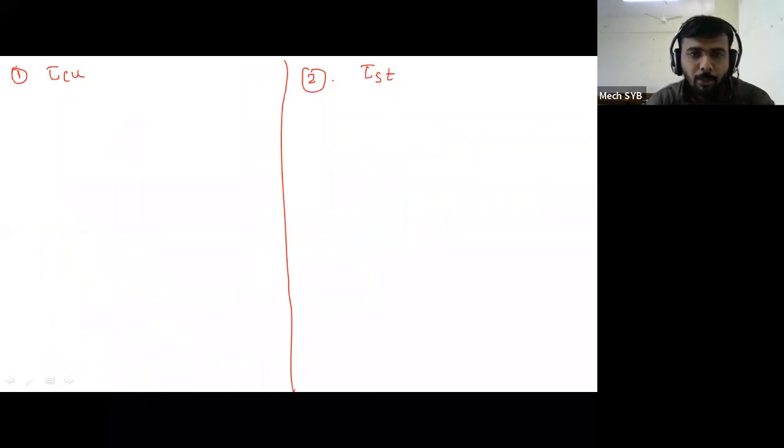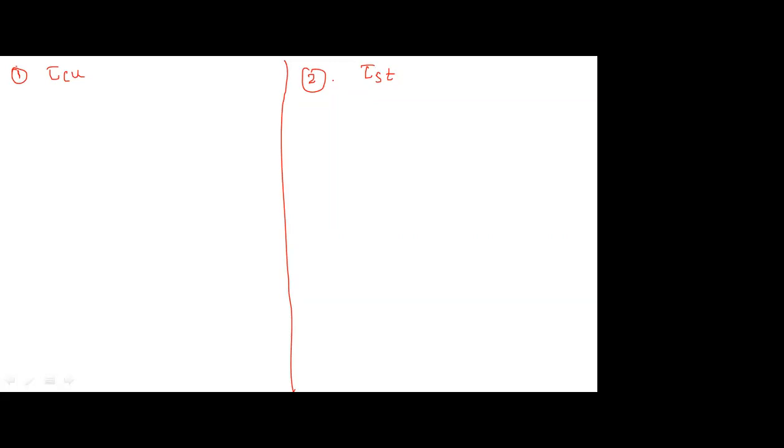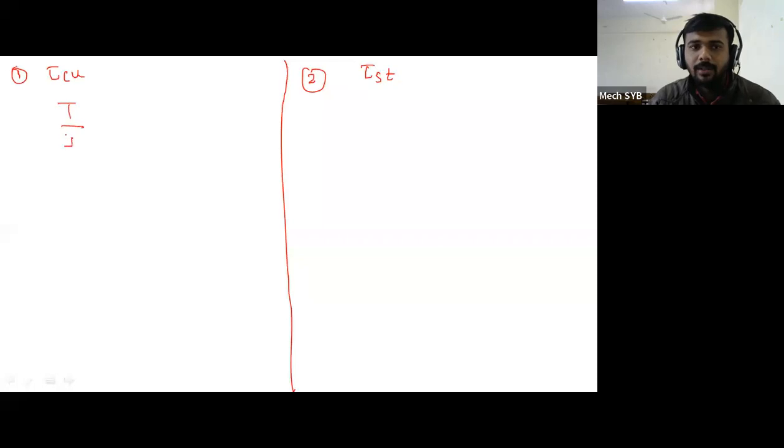So, which formula we have to use for our further calculation, in the form of shear stress and in the form of torque? T upon J is equal to tau upon R. Correct. This formula we have to use. This is the torque. This is the J, the polar moment of inertia. Tau is the shear stress and this R represents the radius of the shaft.